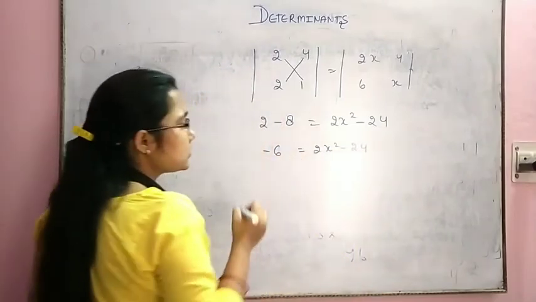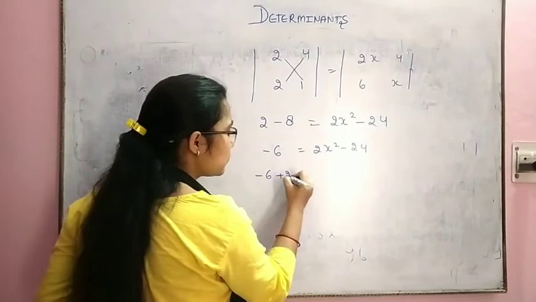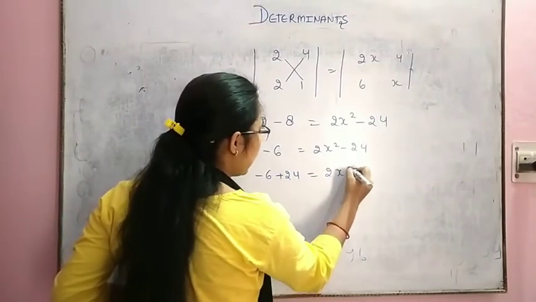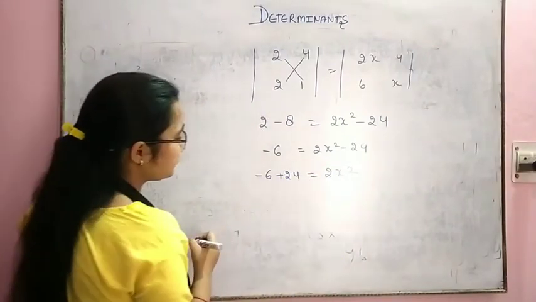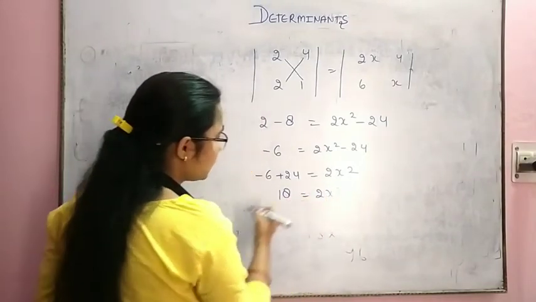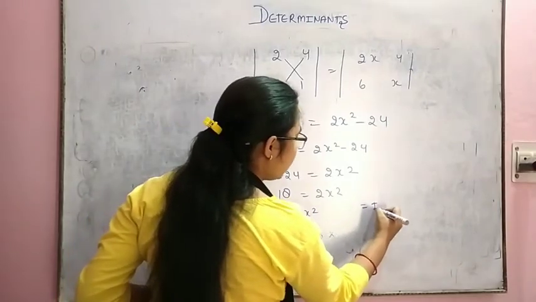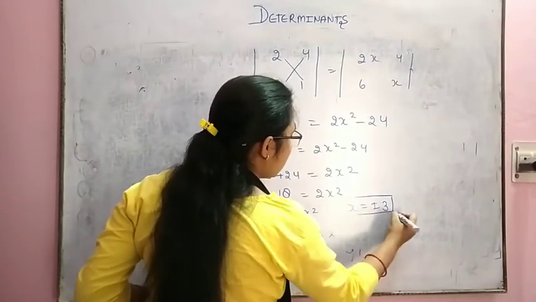Now minus 24 is separate, on the left hand side we get positive 24. This is minus 6 plus 24, 2x square. We get 18 here. Now 2x square, this will be separate and divide. We get 9 here. So the value of x is positive negative 3.